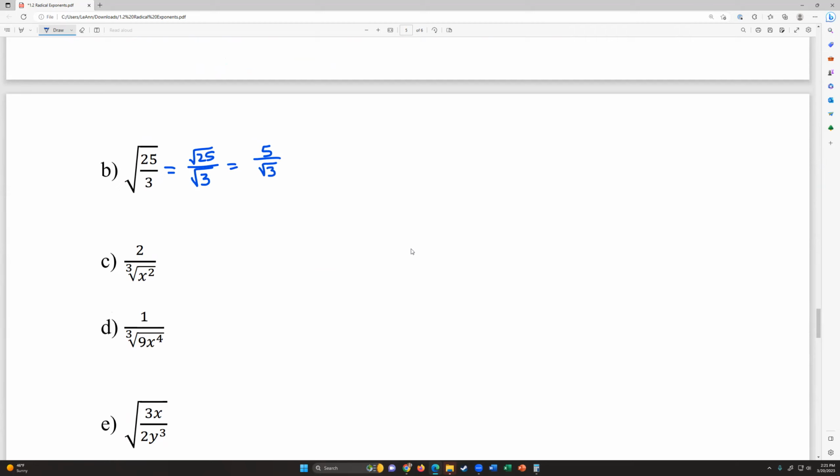I still have a radical in my denominator, so I'm going to multiply by another square root of 3 so that it becomes a perfect square under my radical. Whatever we do to the bottom, we have to do to the top. So that's 5 square root of 3 over square root of 9. So that's 5 square root of 3 over 3.